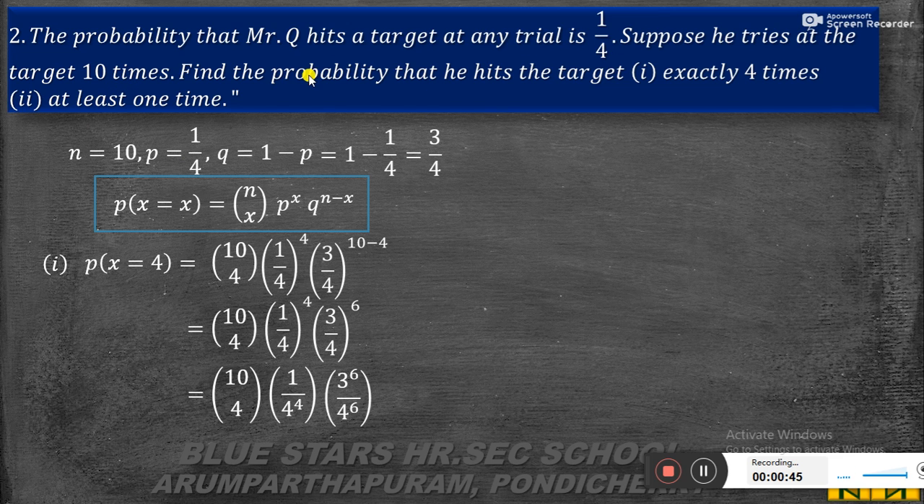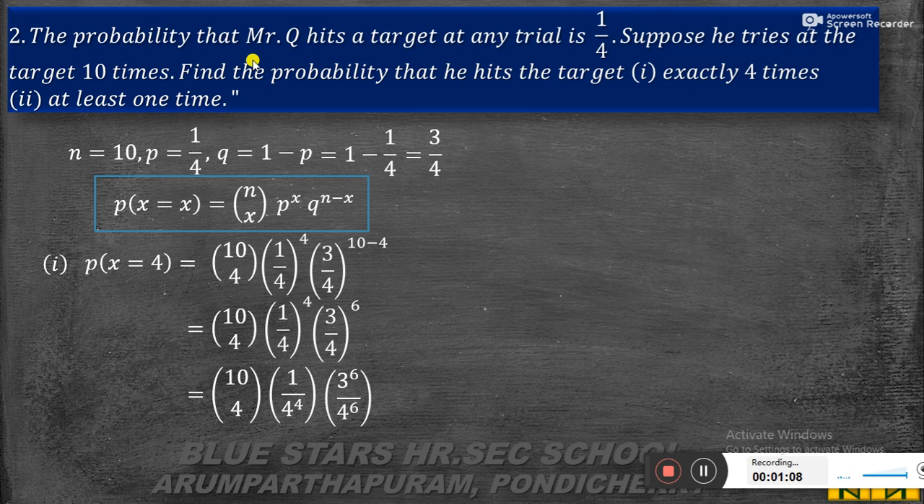Next, see the question: find the probability that he hits the target exactly 4 times. So now we will find out the probability of exactly 4 times. Next, the subdivision: at least one time. Suppose he gets the target at least once. At least one time means 1 time, 2 times, 3 times, up to 10 times. These are the possibilities of at least one time.